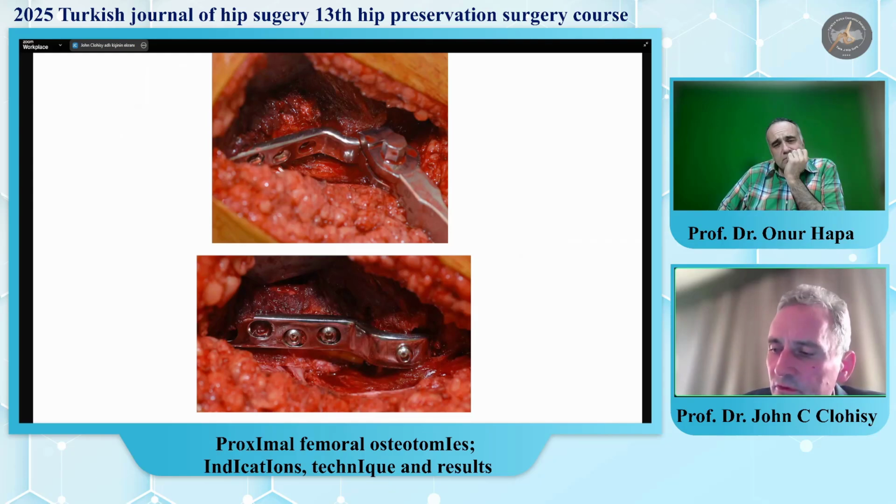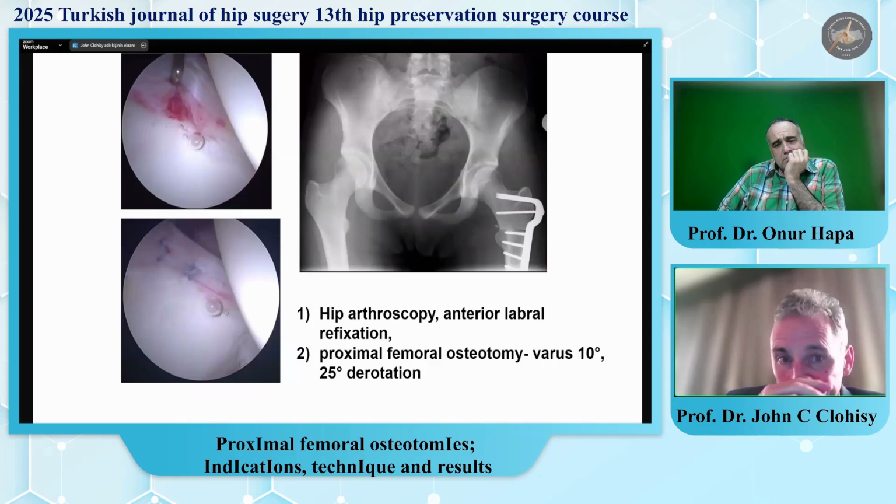So we've removed the chisel, placed the blade plate, and then fix that proximally, and then reduce the distal femur to the proximal fragment with the blade plate that dictates our correction under compression mode. So here we are post-op.